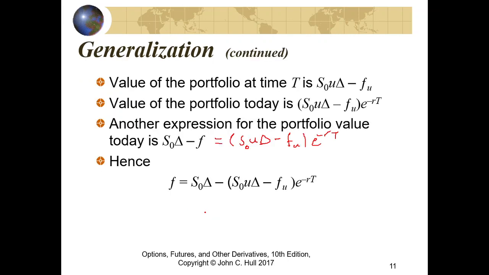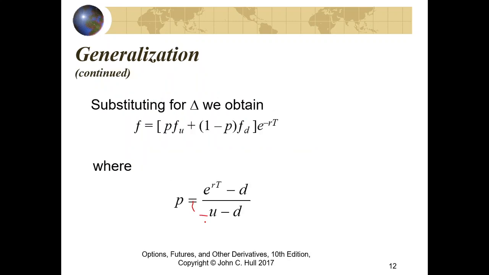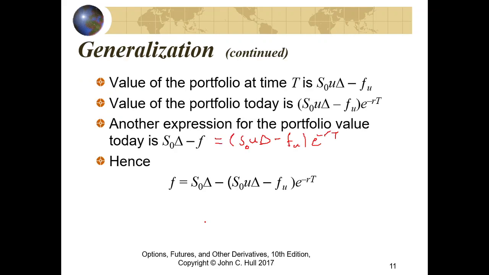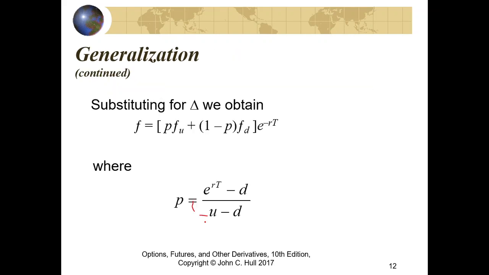And let's substitute the value of p in the formula for f. So doing a little bit of algebra will lead us to the value of f equals p times fu plus 1 minus p times fd, all times e to the power of minus RT.